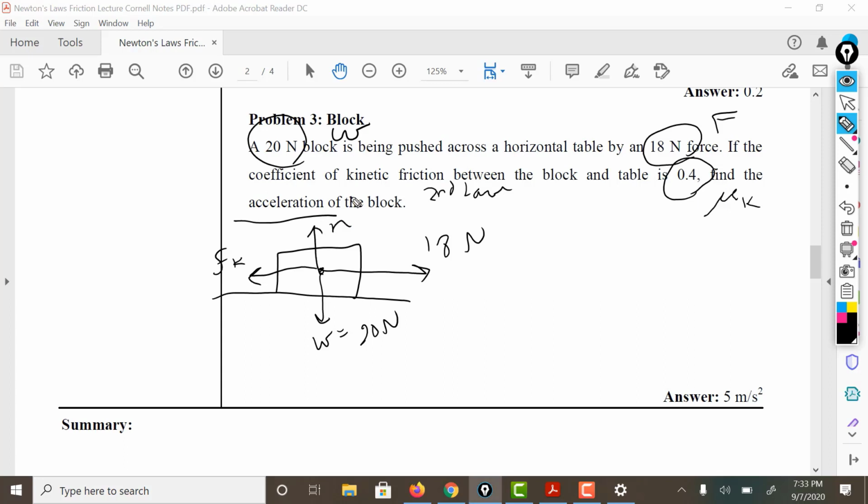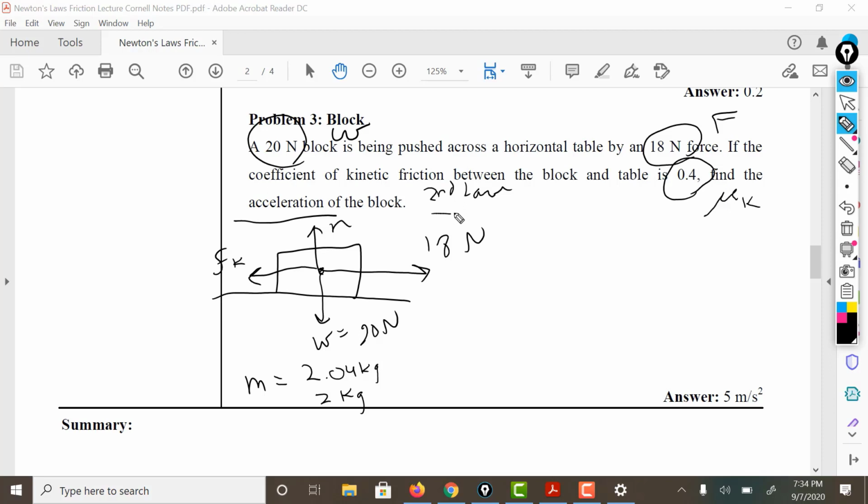If you want to get into a good habit, always, if they give you the weight, find the mass, and if they give you the mass, find the weight. You can just do that automatically because you're going to end up using both of them anyway. So in this case, if you want to take the time to find the mass, you would divide this 20 newtons by 9.8, and the mass would end up being 2.04 kilograms. Just to simplify, we could just call it 2 kilograms if you want.